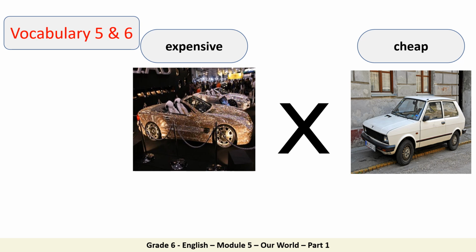Now, what about these words? Are they nouns this time? No, they're not. Very good. They are both adjectives. They are both adjectives describing the noun. Okay, very good. So that's a cheap car and an expensive car. Okay, please repeat each word after me.